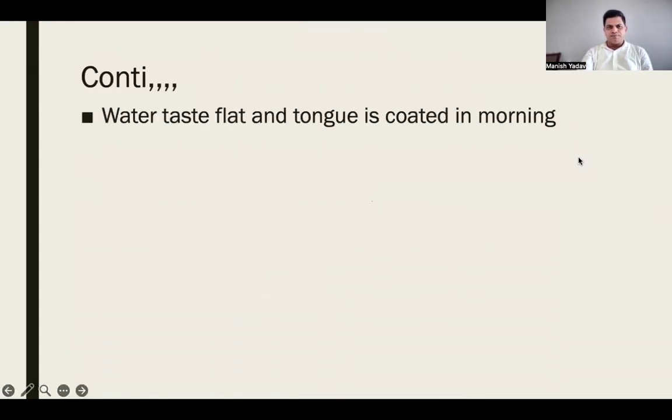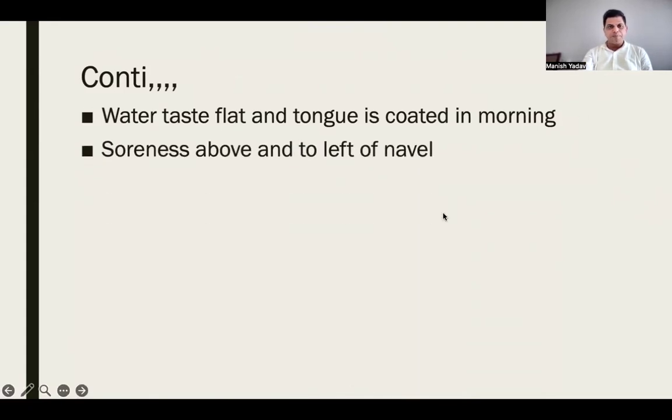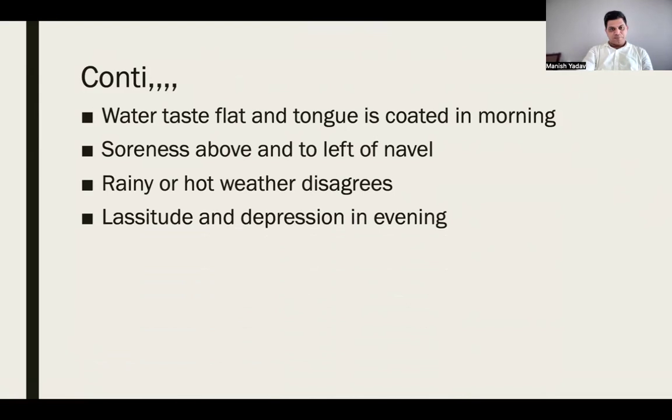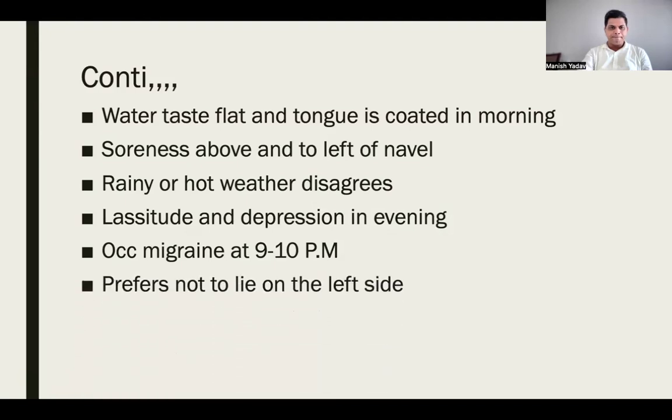Other symptoms were water taste, flat tongue is coated in morning especially. Soreness above and to left of the navel. It's very interesting. Just listen to what is there and then we'll analyze. Soreness above and to left of the navel. Rainy or hot weather disagrees. Lassitude, depression in the evening. Occasional migraine at 9 to 10 p.m. Prefers to lie on the left side. Urinous odor of the sweat.